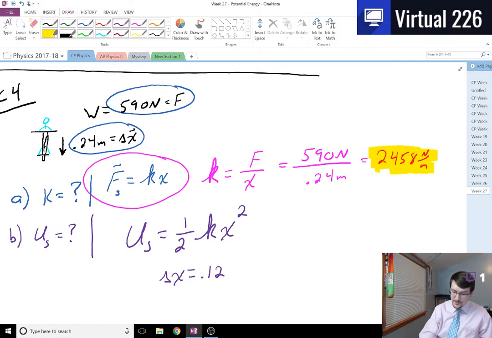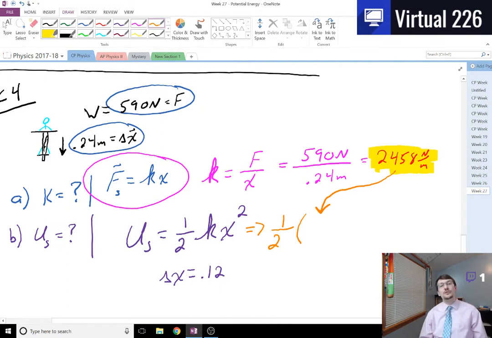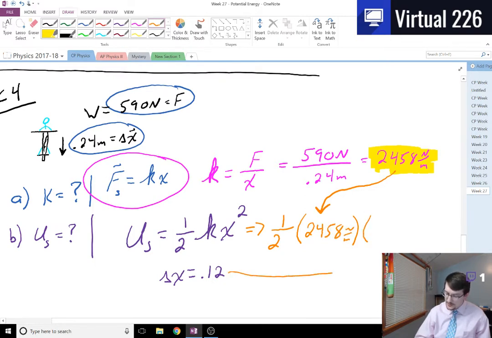So whenever we go to actually plug everything in here, what we're going to have is 1/2, and then we just need to drop in this value of k. We don't need to resolve it. That's one of the biggest errors I see. People try to resolve this value. You don't have to. When we drop in this number, it is a constant of the spring. Nothing to change about it. Then we just need to bump up our 0.12 meters. Okay? Don't forget the square.